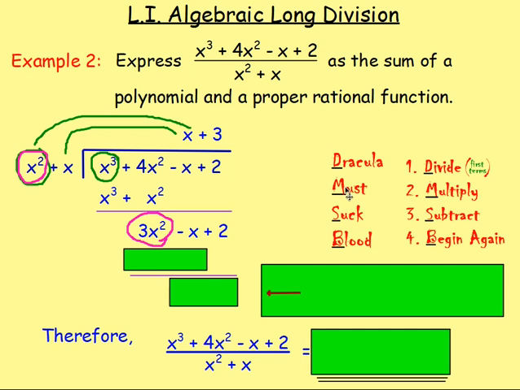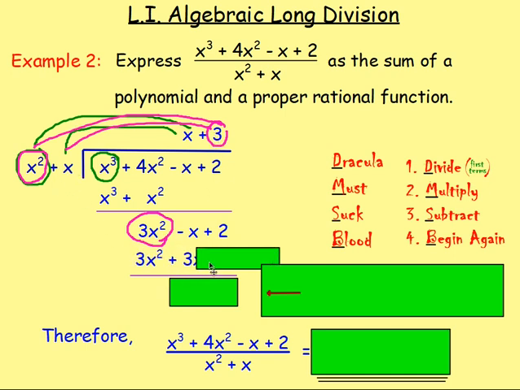D for divide, M for multiply, Dracula must. So this time we are wanting to take the 3 and we're multiplying by everything here. So 3 times x squared and then the 3 times the x. So 3 times x squared gives you 3x squared. 3 times x gives you plus 3x. That's all it gives you.